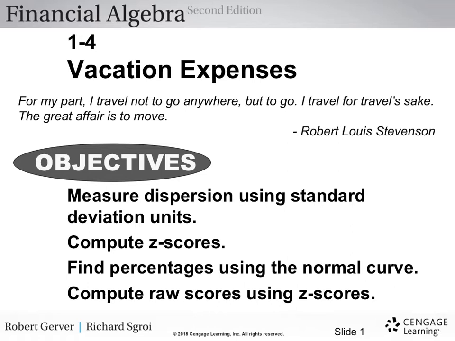In terms of the objectives of this lesson, we're going to talk about measuring dispersion using standard deviation units. We're going to talk about computing z-scores. We're going to talk about finding percentages using the normal curve. And lastly, computing raw scores using z-scores.